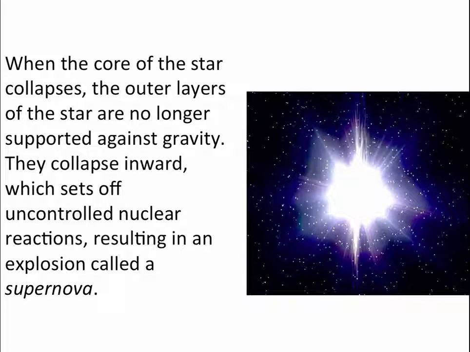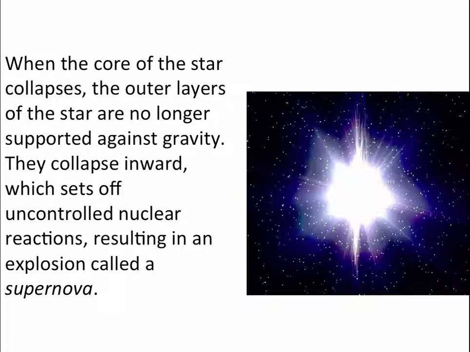For the outer parts of the star, this is like Wile E. Coyote running off the edge of the cliff. There's no layer underneath the outer parts of the star to hold it up against gravity, and it begins to collapse downward. This inward collapse heats stuff up very quickly. It sets off a chain of uncontrolled nuclear reactions that releases a tremendous amount of energy, and this causes the outer layers of the star to explode back outwards, and we call this explosion a supernova, and the star rips itself apart in an explosion.